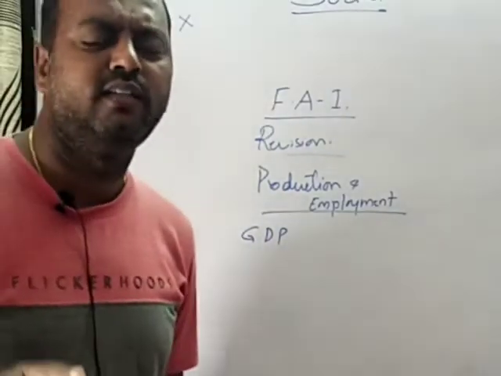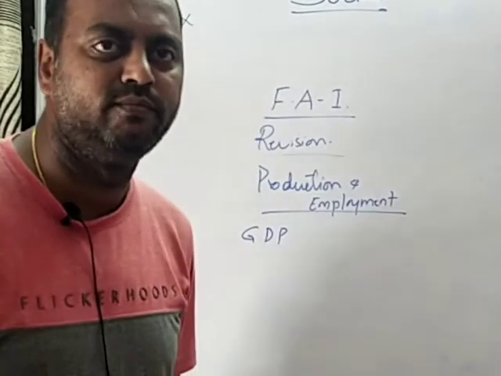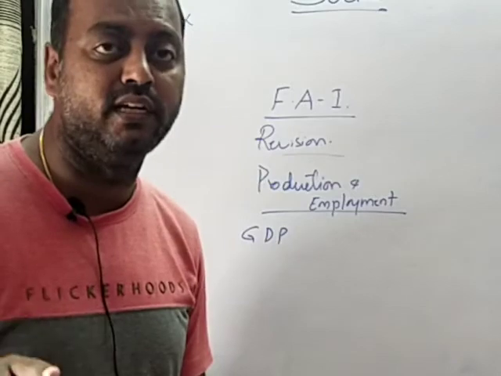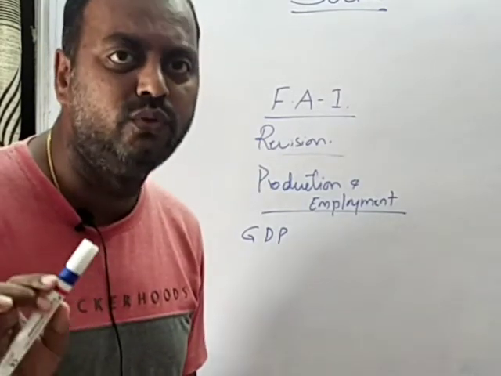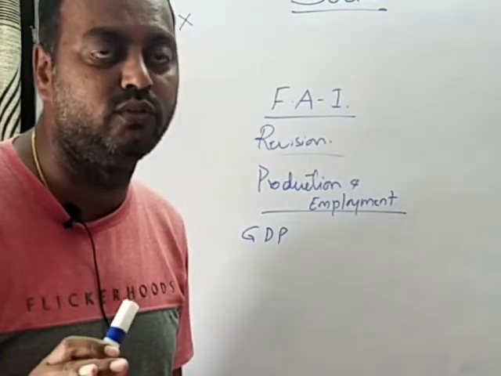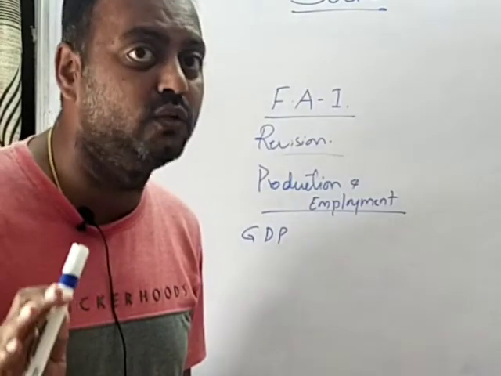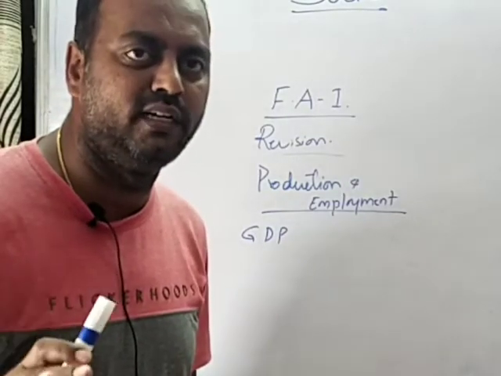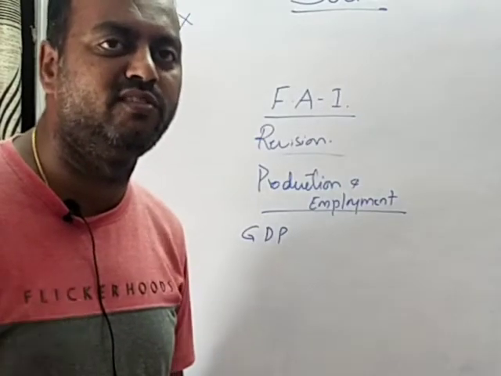GDP means the value of the final goods and services produced in a country in a year. Produced in a country in a year is called GDP. I repeat once again, children. The value of goods and services, final goods and services, children, not the intermediary goods. So the value of final goods and services produced in a country in a year is called GDP, gross domestic product.